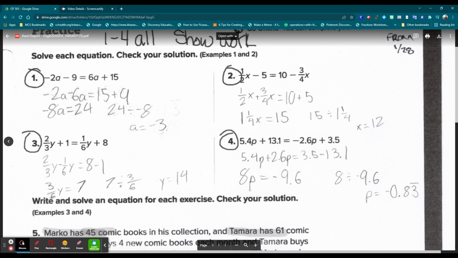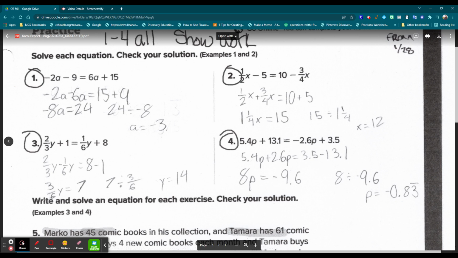So I'm going to show you how to do that with number 1, and then I'm going to give you the opportunity to go back and revise 2, 3, and 4 so that you can submit it and then I can check to make sure you've got it. All right, so let's go ahead and get started.